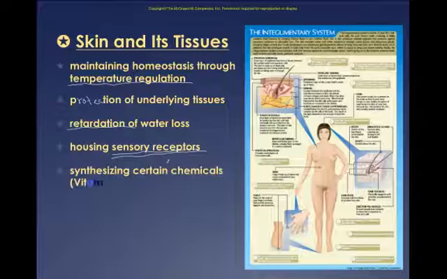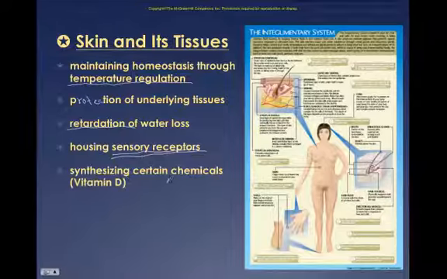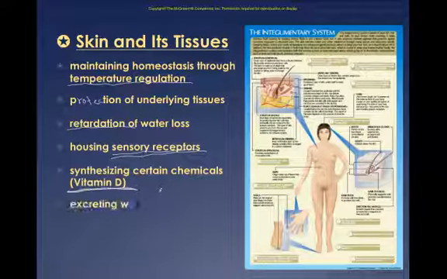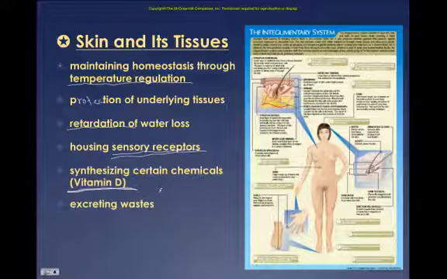They also help us to synthesize certain chemicals. So again, as you probably well know, we are able to synthesize vitamin D through the skin. So again, cells within the skin allow us to synthesize or make vitamin D. And they do this, as you probably well know, when we're exposed to sunlight.